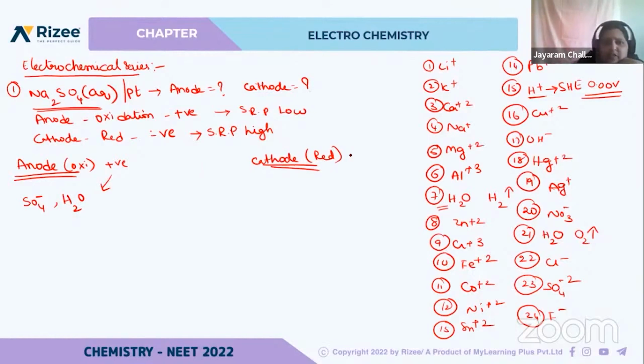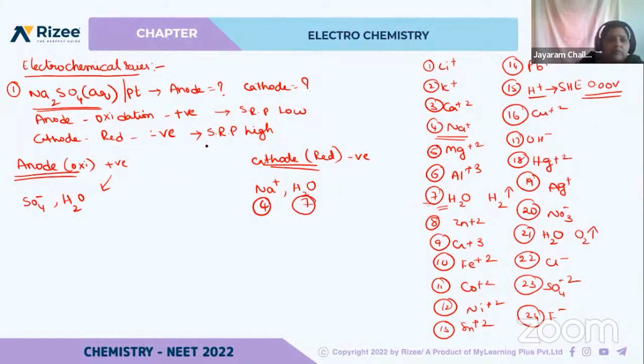So cathode is a negative terminal. So positive species want to go to the negative terminal. What is the positive one here? Na plus, and water also. So let's see this table series. Na's number is 4, and water's number is 7.